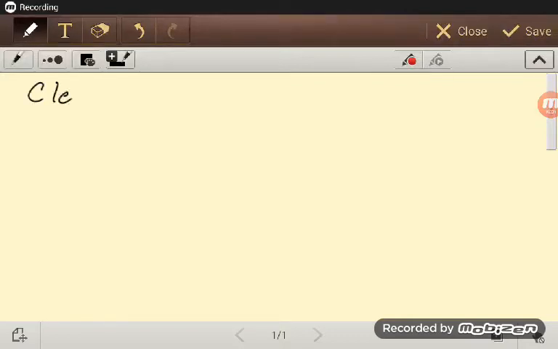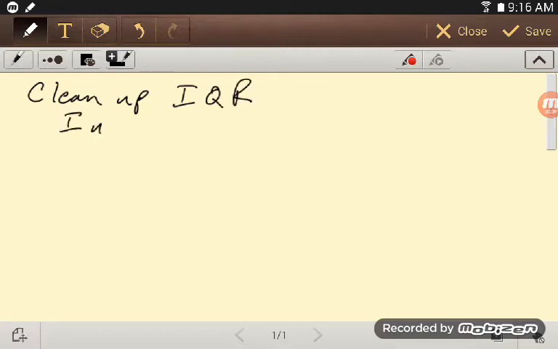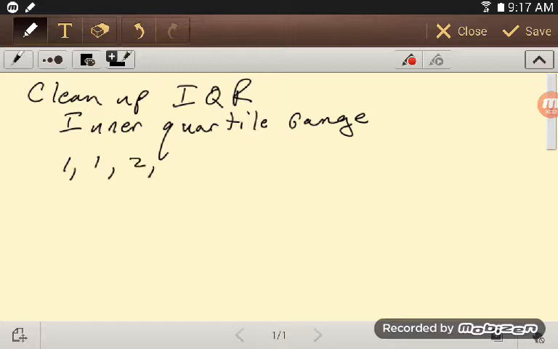Okay, let's clean up IQR, or interquartile range. I got a little bit off track at the end of that last video, and so I thought it'd be a nice idea to maybe clean this up a little bit. So this is our interquartile range. I'm going to go ahead and start with those same numbers that I used before.